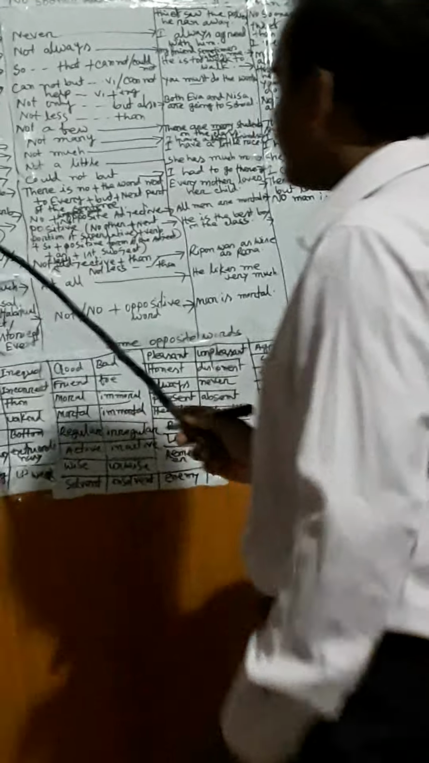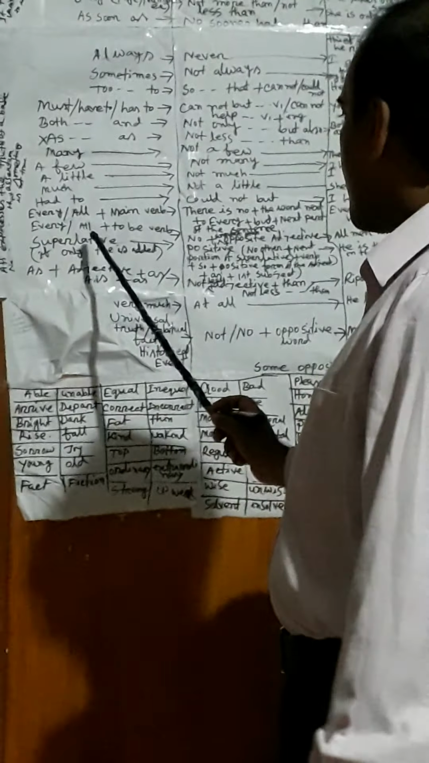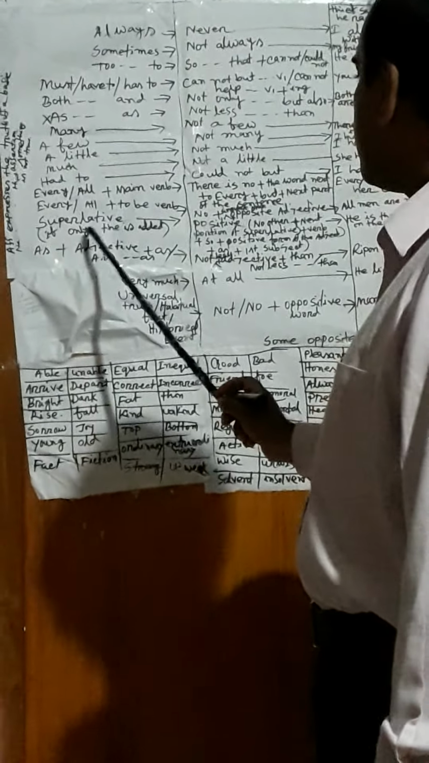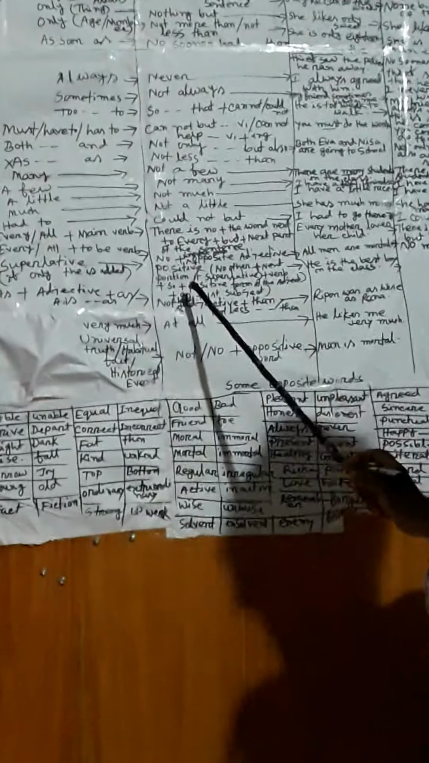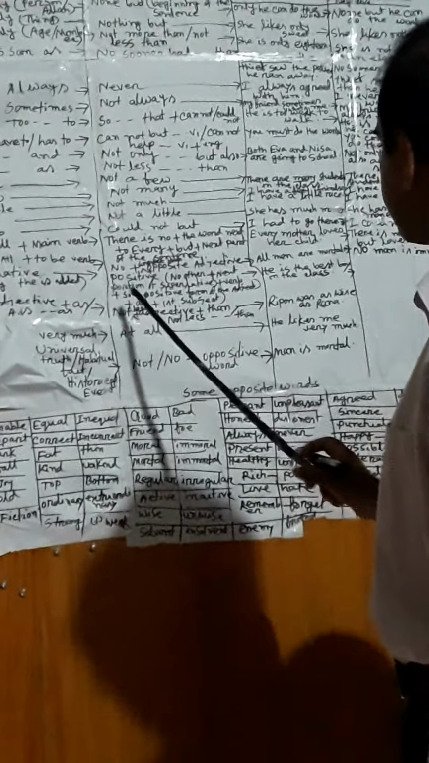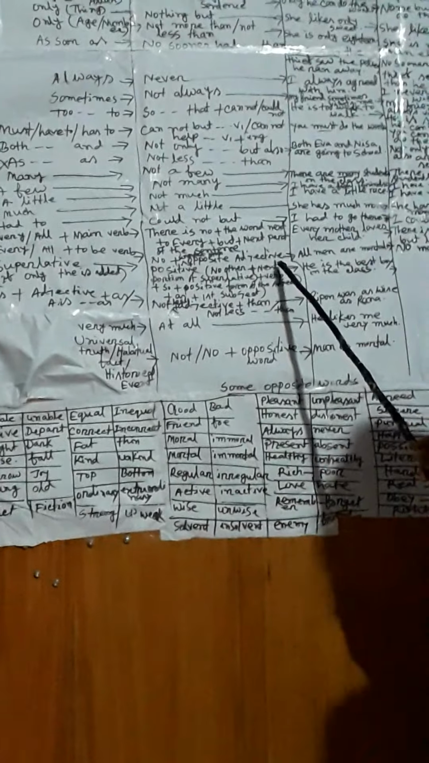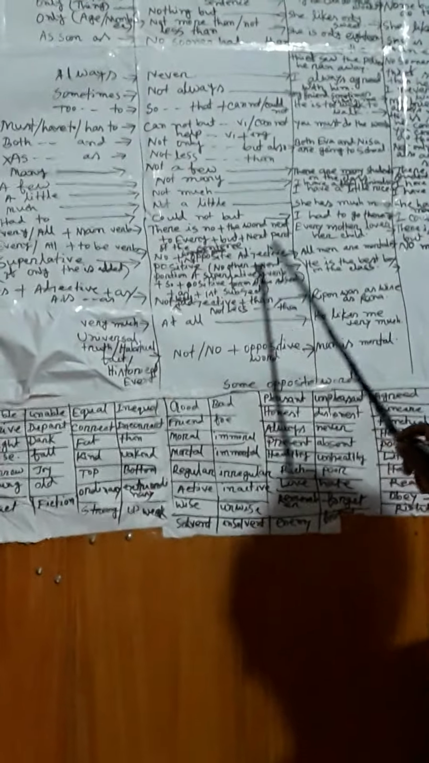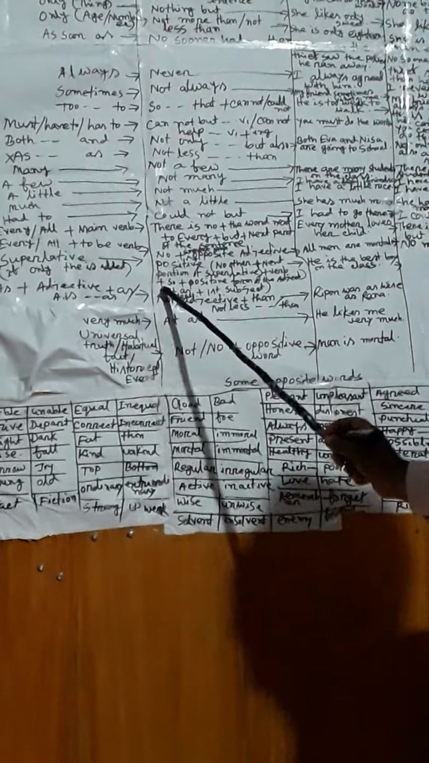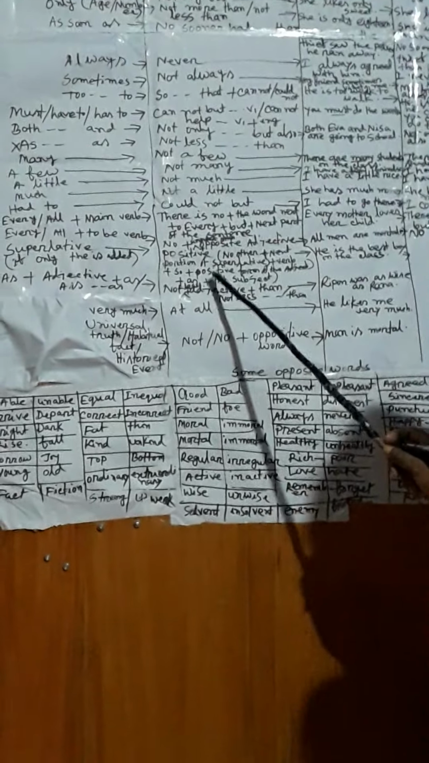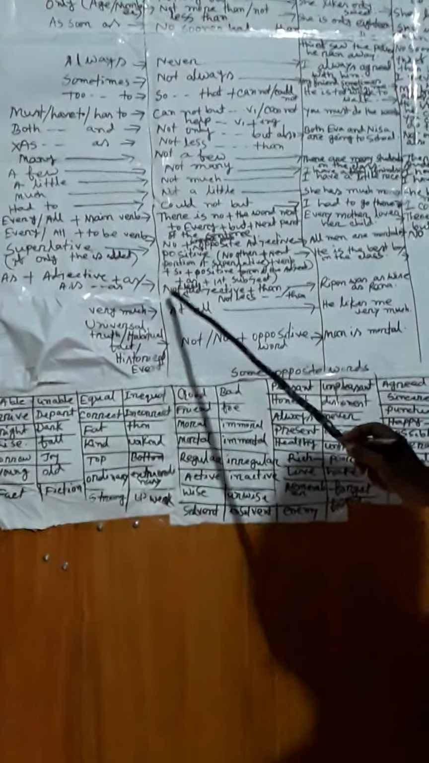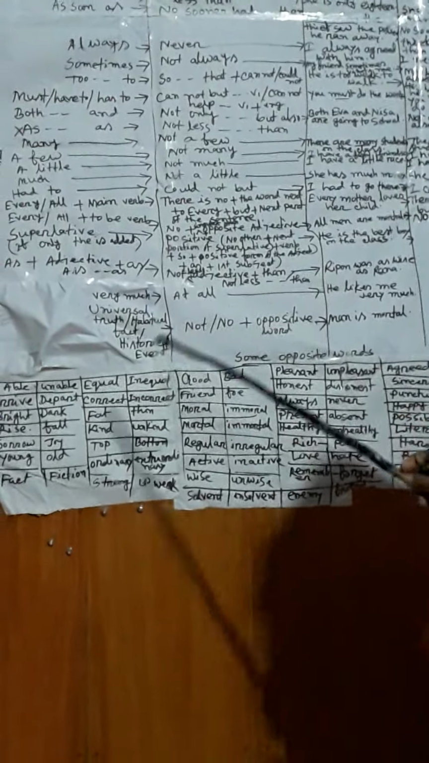Next part: if you find a superlative degree, if only the is added, so you have to use no other plus the next portion of the superlative degree plus verb plus so plus the positive form of the adjective plus as plus the first subject.